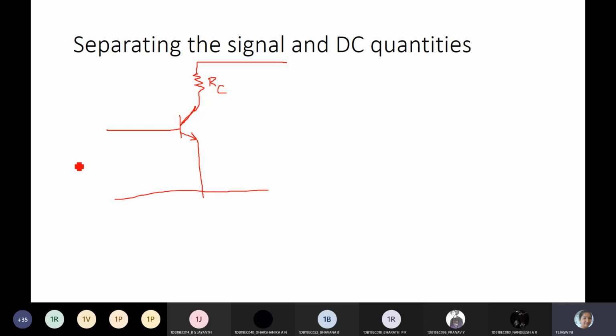So what is the signal you're going to apply to the base terminal? Shreyas? Both AC and DC, ma'am. Both AC and DC, but here you are considering only the signal. We are eliminating the DC sources.